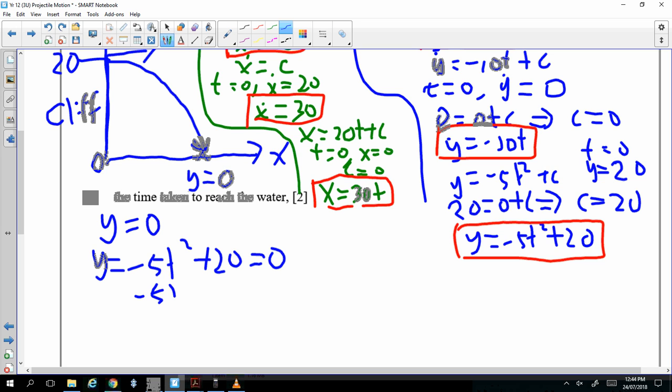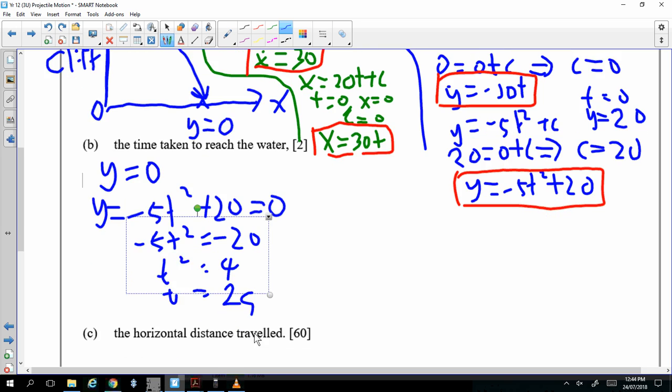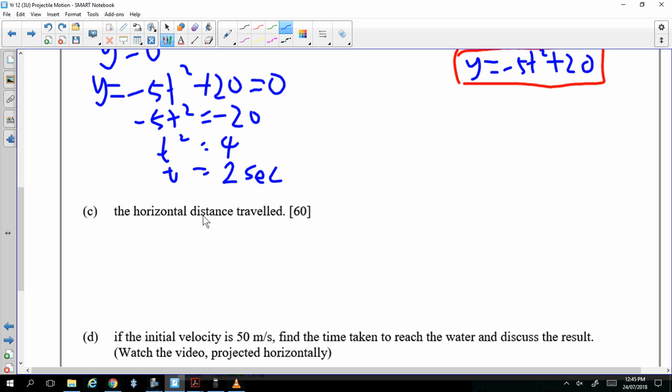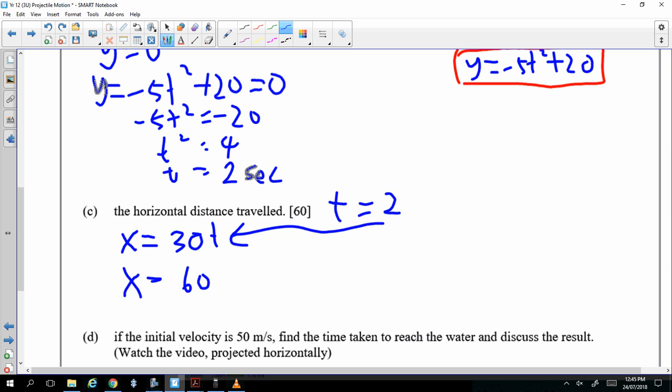2 seconds. Okay, good. The horizontal distance traveled. So how much distance did it travel? We have to substitute when t equals 2, what's x? X equal to 30t. Substitute back in. X equal to 30 times 2, which is 60 meters. Okay, so it's pretty straightforward. On the diagram, you can indicate that it has traveled 60 meters, not to scale, and it reached the ground after 2 seconds.